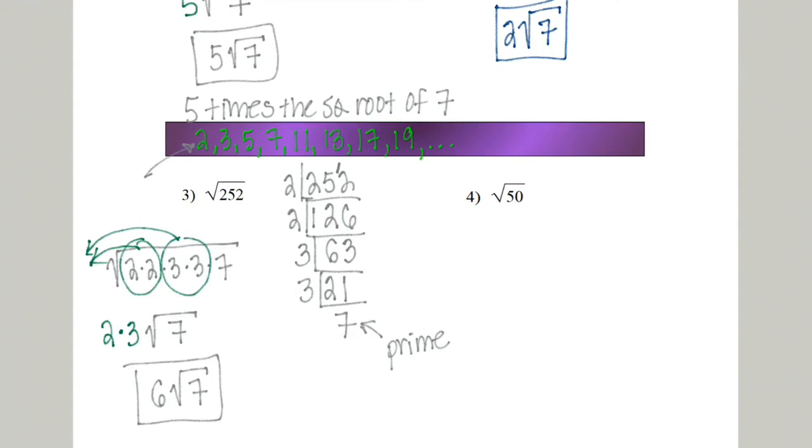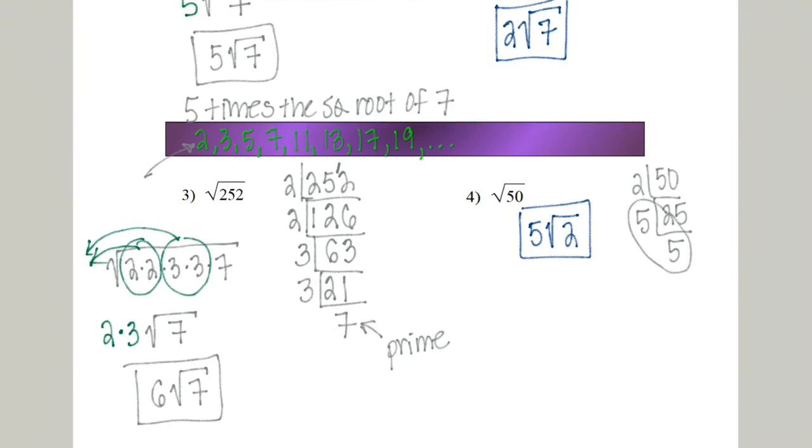Okay, if you're watching right now, you've pressed pause and you've returned to see if you've got it on your own. The answer here is 5 times the square root of 2. I'll quickly show you how that broke down. I had a pair of 5's, so the 5 came to the outside, and my leftover was 2, and it remained inside.